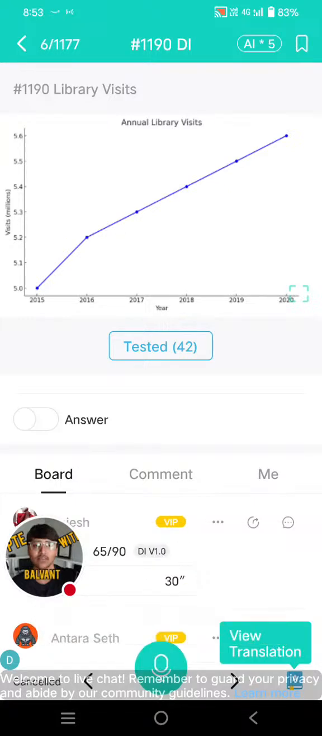Library visits is the main topic of this image. 2015 and 2016 are also observed on the left side of the image. 2019 and 2020 are also observed on the right side of the image. The maximum number is 2020. The minimum number is 5.